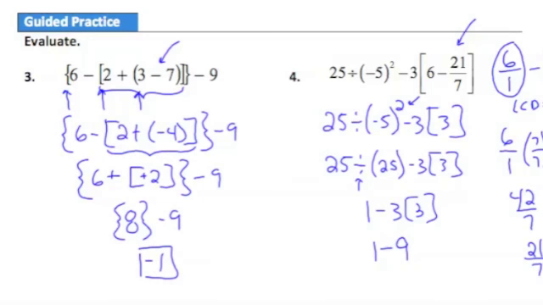Now multiplication next. 3 times 3 is 9. And then finally 1 minus 9, I can think of that as 1 plus negative 9. And 1 plus negative 9 is negative 8 for my final answer.